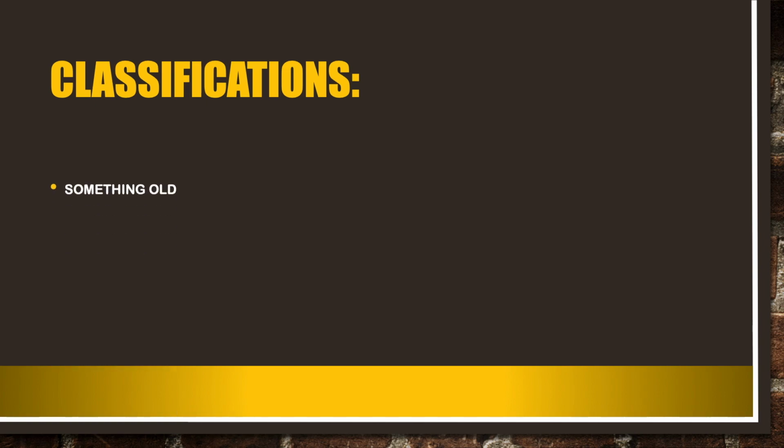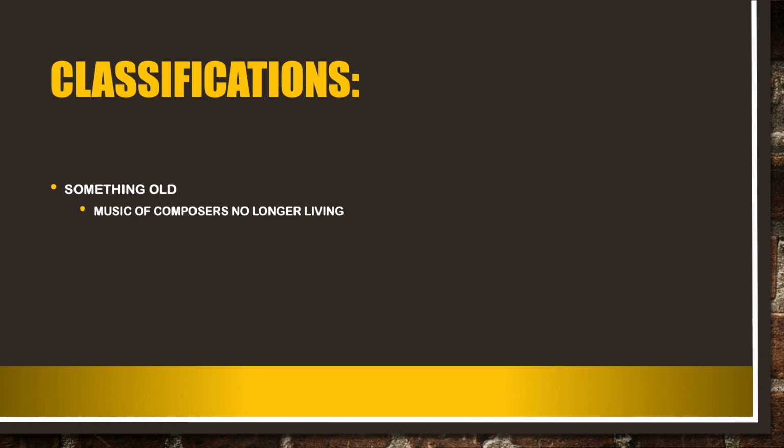So to start off with, let's talk about the category of something old. It sounds pretty self-explanatory, but what is something old? How do we describe old music? Is it only music that was written 100 years ago? What makes a piece fall into the category of old?